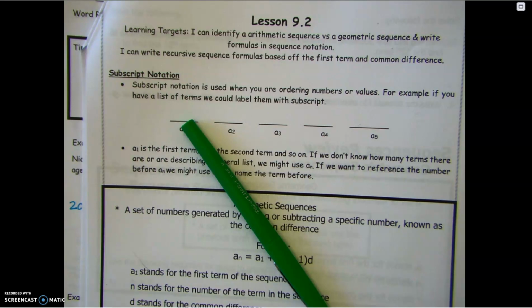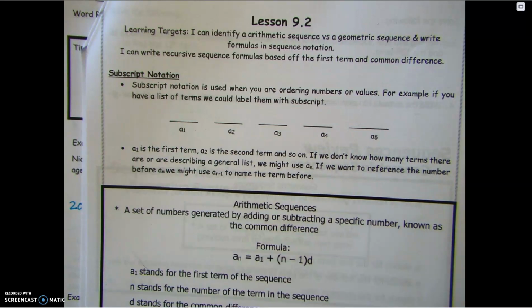Okay, so this is kind of the last topic I want to talk about, especially if you're going to take the Regents, just so you're familiar with the notation. So the learning target is: I can identify an arithmetic sequence versus a geometric sequence and write the formulas in sequence notation. And the second one is: I can write a recursive formula based off the first term and common difference. So first I want to talk about what subscript notation is.